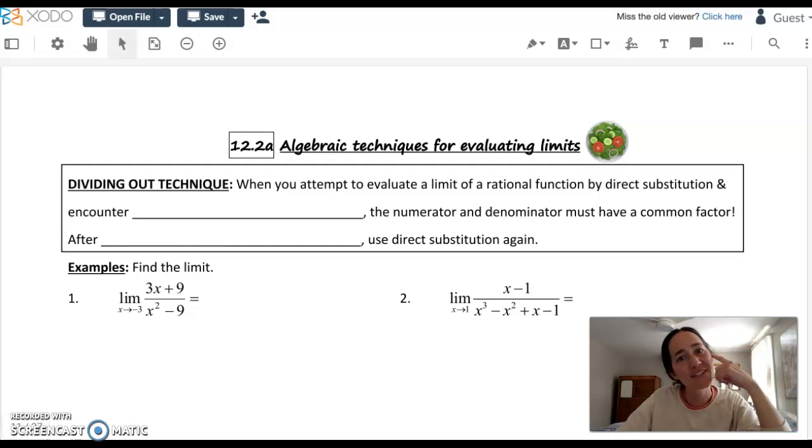Hey, it's me, Miss Wesley, and I got a question for you. What is a butterfly's favorite subject in school? Mathematics.